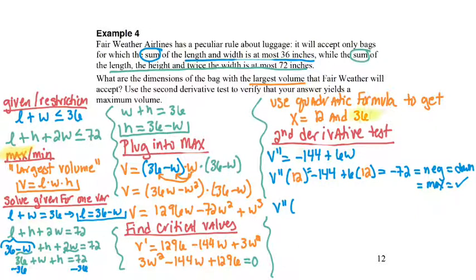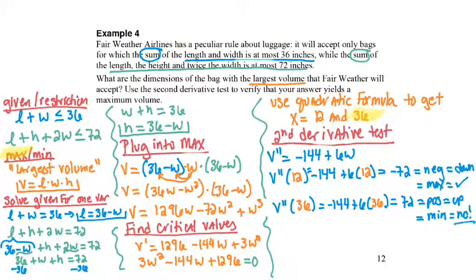Testing my other critical number of 36, I plug that in to my second derivative function, and this time I get positive 72, which, because it's positive, means my function is in a concave up region, which means it would only contain a minimum, which is not what I'm looking for. So no, I don't want that.